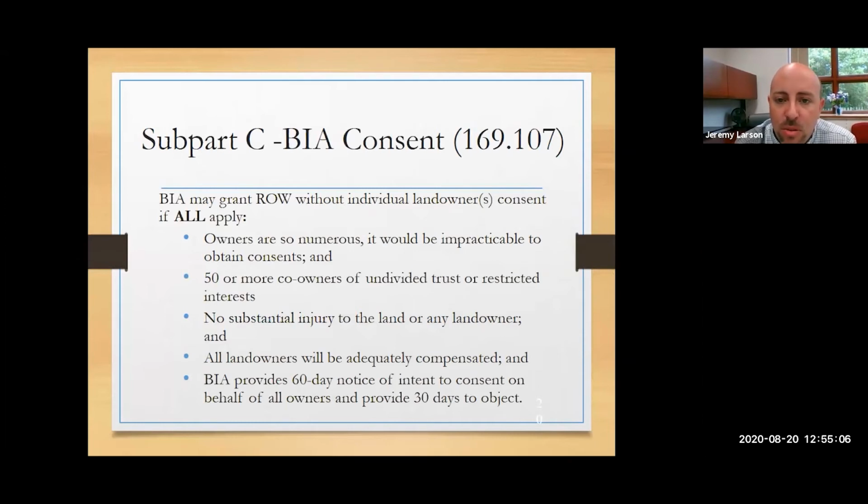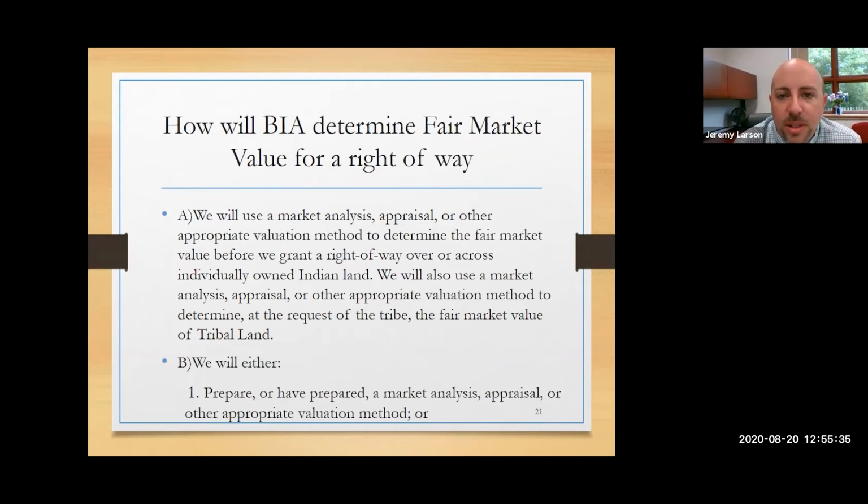The owners are so numerous, it's impractical to obtain consent. If 50 or more co-owners of an undivided trust or restricted interests, there's no substantial injury to the land or any landowner. All landowners will be adequately compensated. And then the Bureau of Indian Affairs provides 60-day notice of intent to consent on behalf of all owners and provides 30 days to object.